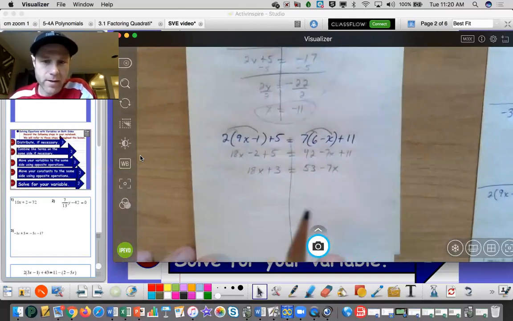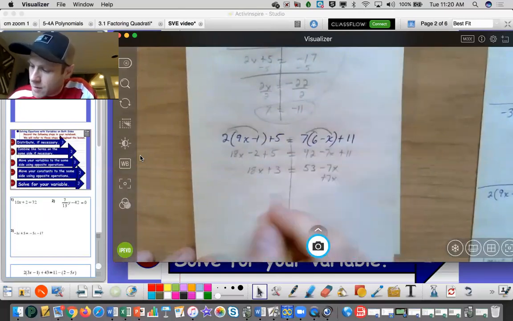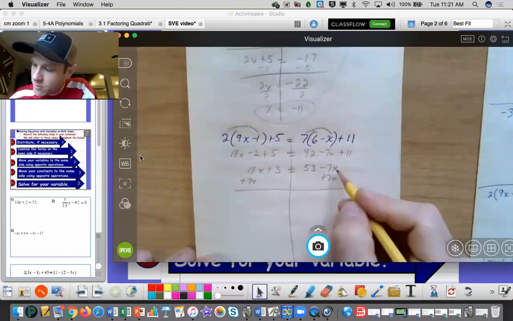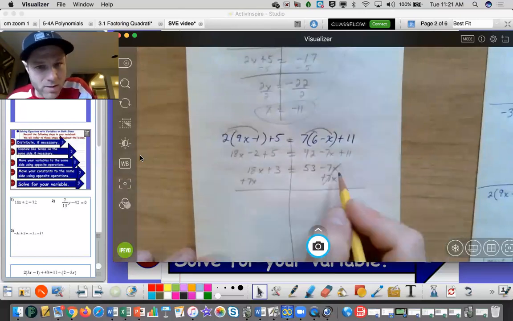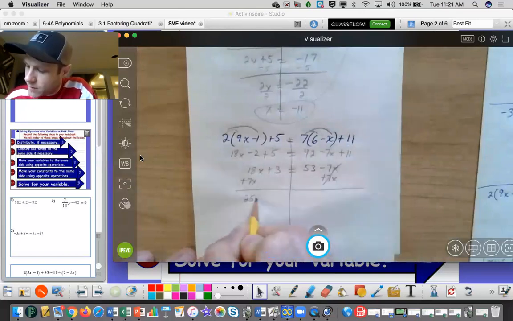And now, just as we did in the previous example, after we distribute and combine like terms, we want to try and move all the variables over to the left, okay? That's my personal preference. You can move them either direction, but I'm going to try and move them over here to the left. So that means the variables on the right side are going to cancel off by adding 7. That leaves me with 25x plus 3 equals 53.